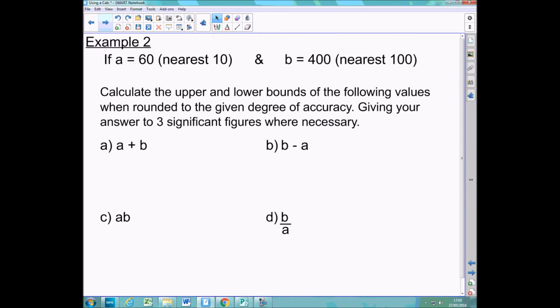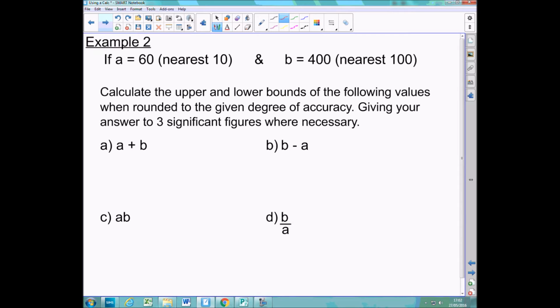Okay, so now we know how to find upper and lower bounds of values. We're going to look at what happens when we have to calculate with upper and lower bounds. Okay, so here I've got 2 values. Firstly, I've got A, which is the number 60, but that has been rounded to the nearest 10. And I've got the number B, which is 400, but this is rounded to the nearest 100. So I'm going to start off by finding the upper and lower bounds of A and B.